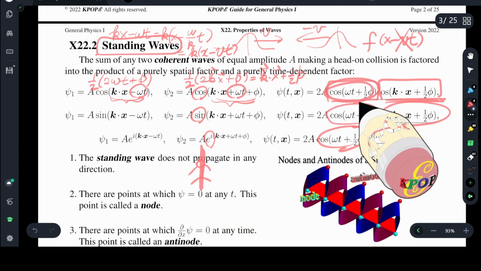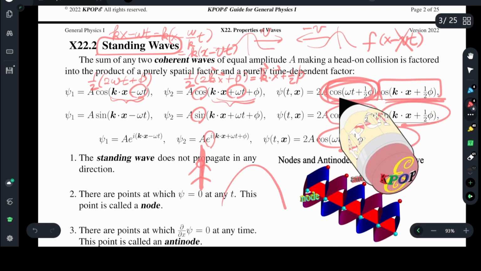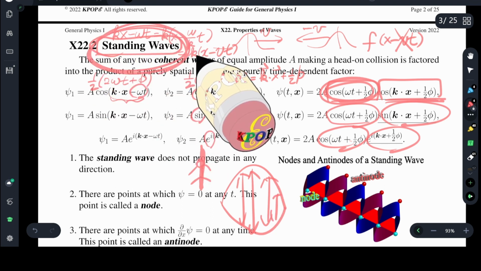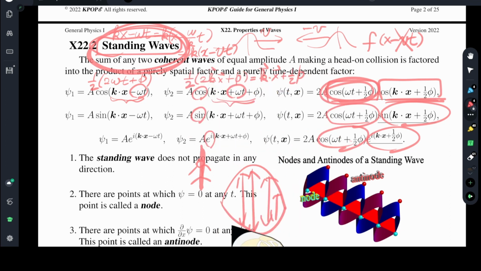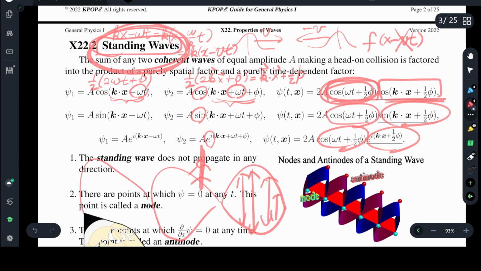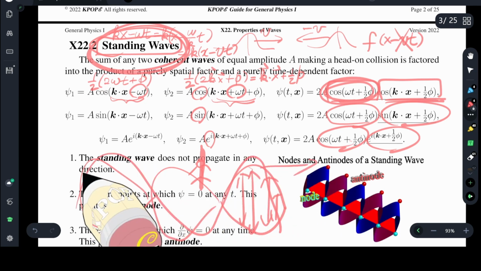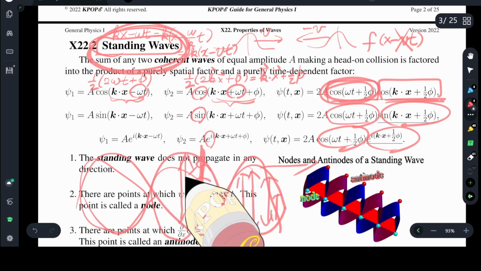So this is a spatial dependence, and the time dependence just changes the height, up and down, up and down. So it is a standing wave. It is not a traveling wave. It is not moving at all. It is isolated. This sine wave is not moving. Instead, only the size is growing and shrinking, growing and shrinking. This is a standing wave.